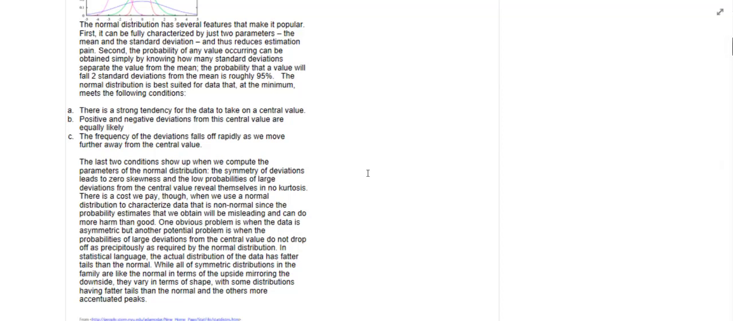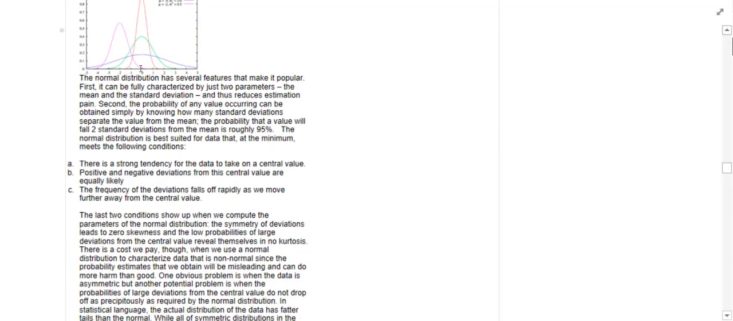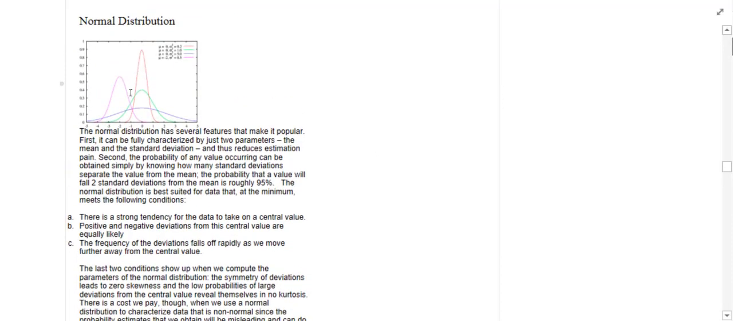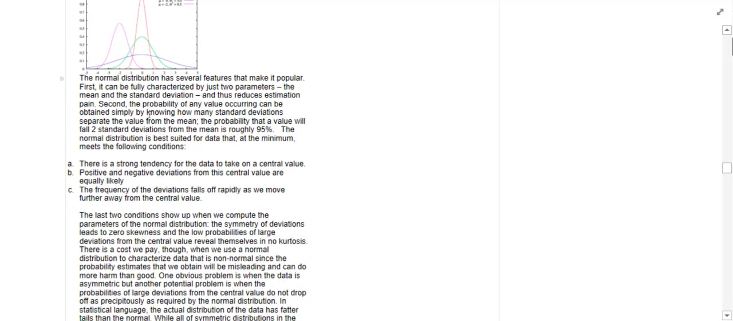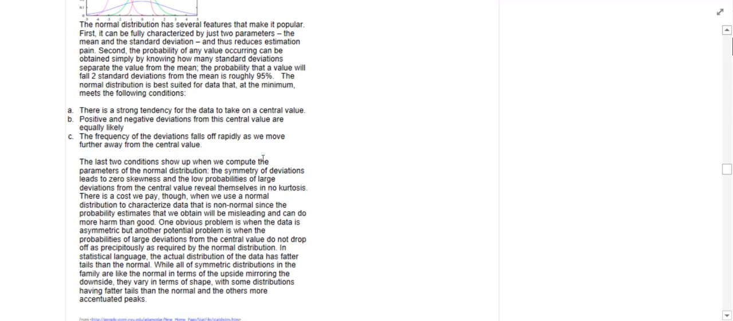So the last two conditions show up when we compute the parameters of the normal distribution. The symmetry of deviations leads to zero skewness. We talked about skewness being asymmetrical. You can see the normal distribution is symmetrical, so that zero skewness is driven by our symmetry of deviations. And the low probabilities of large deviations from the central value reveal themselves in no kurtosis. And we'll talk about kurtosis, but that's basically got to do with the shape of the curve, the flatness of the curve.